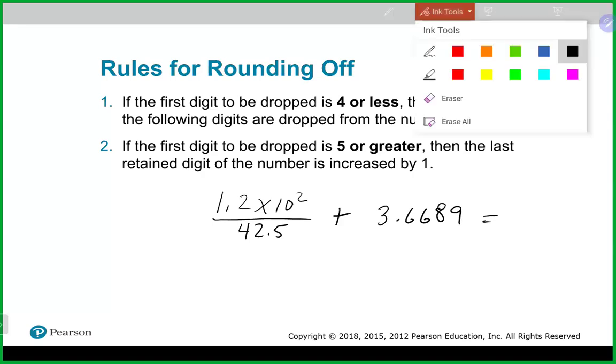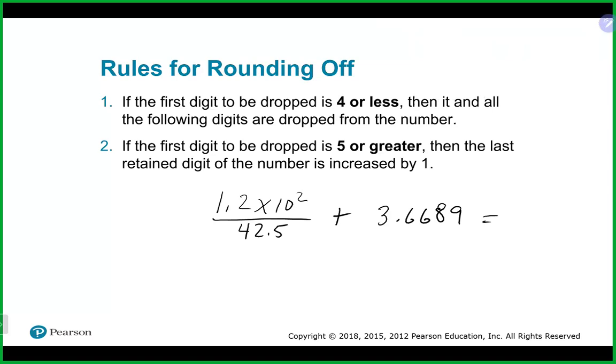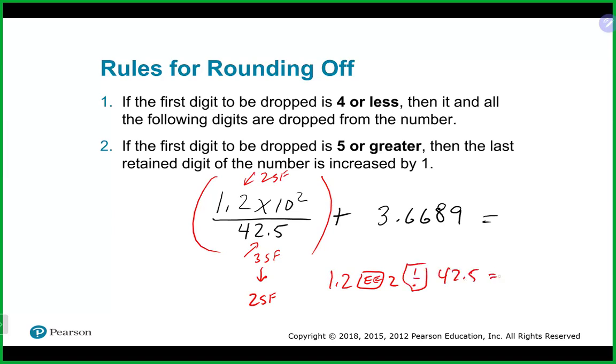So once again, if I were to follow math rules here, which part should I do first? I should do this guy first, right? So here we're dividing. Because we're dividing, we're going to be looking at significant figures. The top number has two significant figures. The bottom number has three. So when we get our answer for this part, it should end up at two significant figures. This is a little scientific notation reminder: a 1.2, exponent button, and a 2. Divide button, 42.5, and then equals.